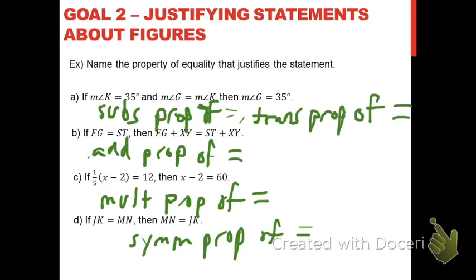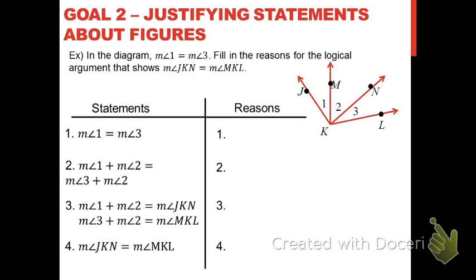Good so far? All right, we got one more example to work through here. It's a doozy, I won't lie. Here it is. Very similar to something that we worked in class. Now, what I'm wanting you to do is to take this diagram and to use this information here that the measure of angle 1 equals the measure of angle 3. In fact, let's go ahead and mark that on the diagram.